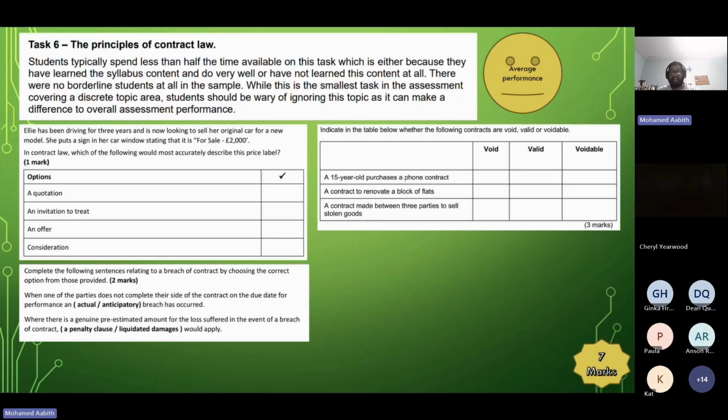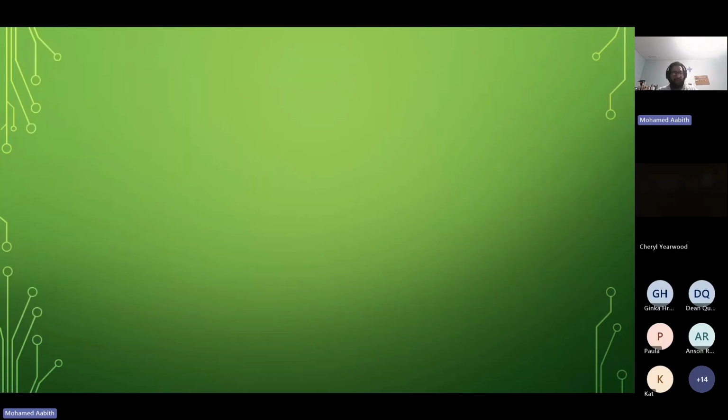Seven marks for this, guys. Just read about this, and then you'll probably be able to find out what is expected here. Make sure you do not lose your marks over this very question. Very important. Don't miss out.